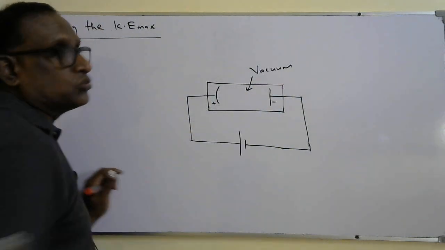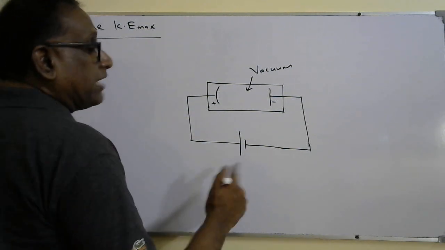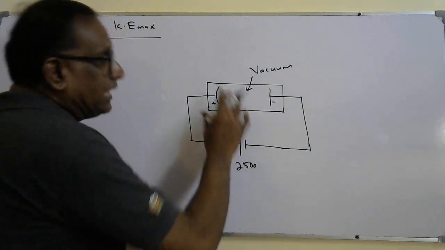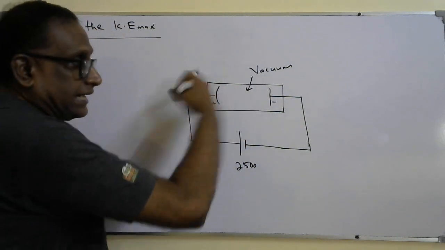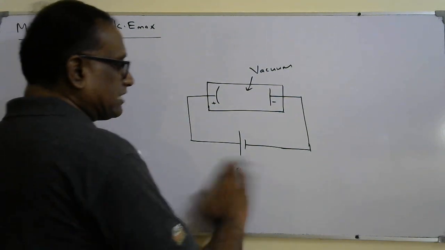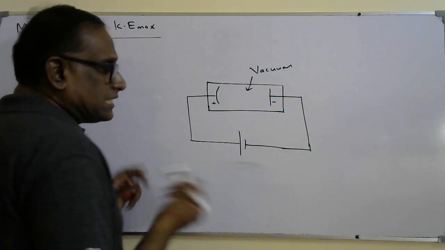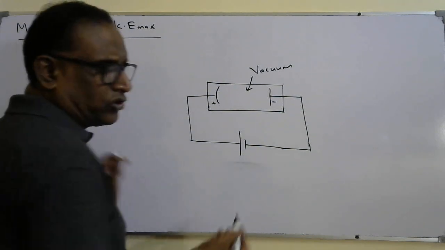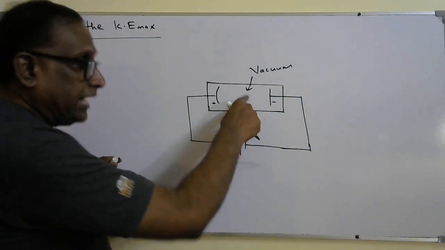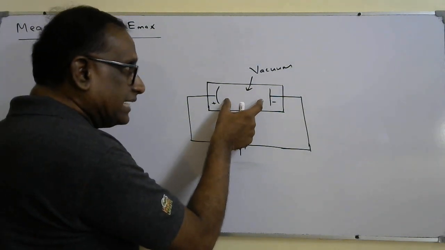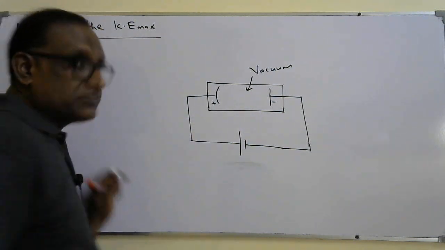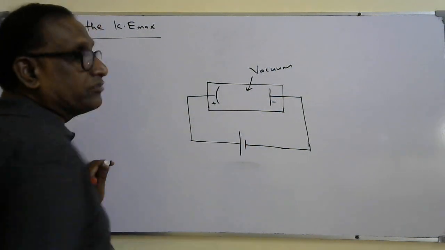Electrons can't pass through the vacuum unless you apply very high voltage, something like 2500 volts. Then it can break the insulation and it can have a spark inside, something like lightning. But otherwise, for a normal DC power supply, even at 2450 volts, there won't be any current flow. Even if it is vacuum, there won't be any flow of electrons.